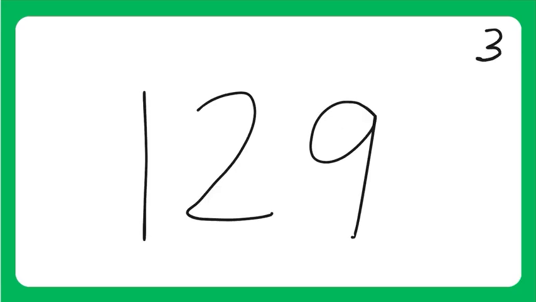Now we will move on to the next example, 129. What you want to do in this is simplify 129 to 1 plus 2 plus 9. You just want to add a plus between every single one of the numbers. This gives 1 plus 2 plus 9. Solve this.